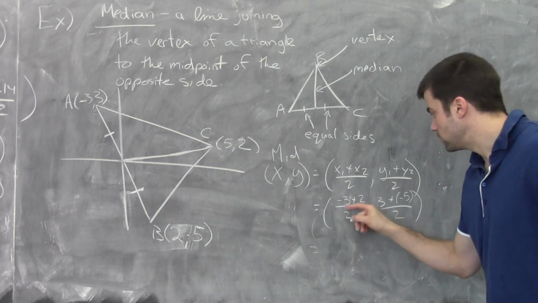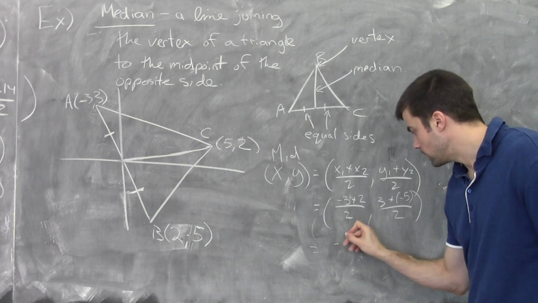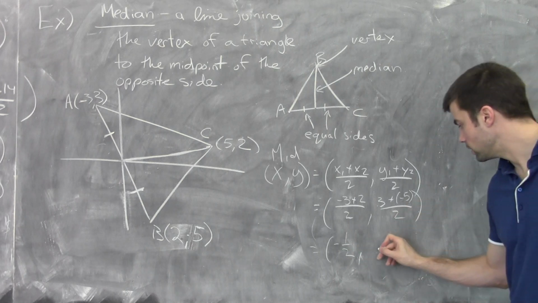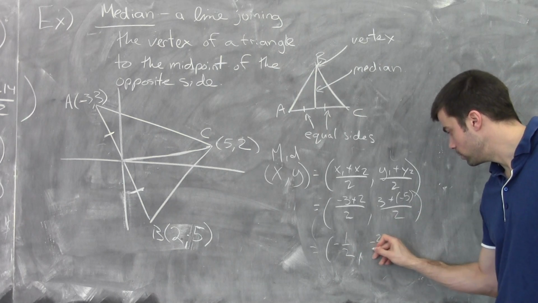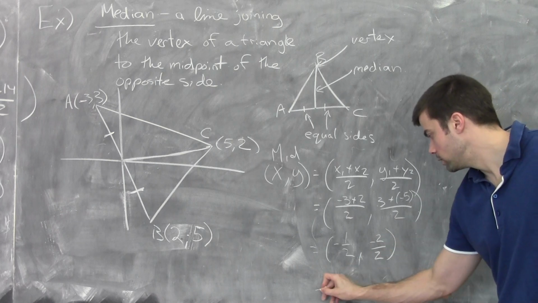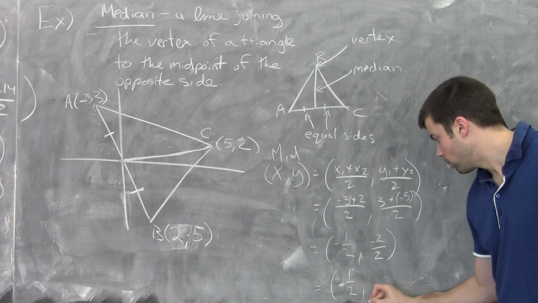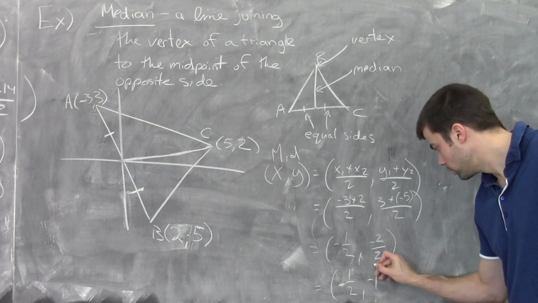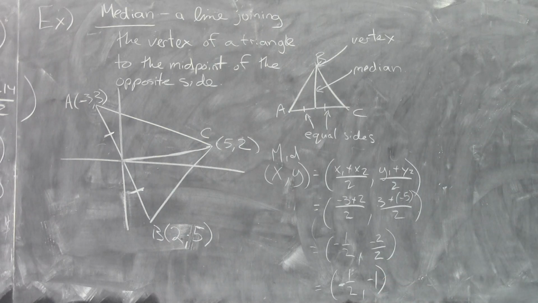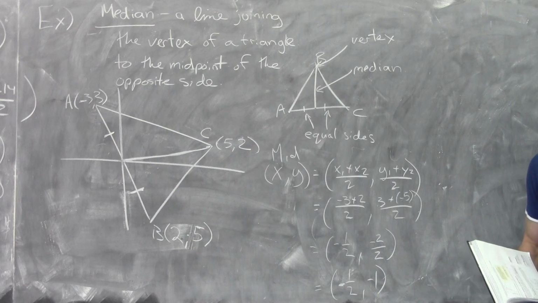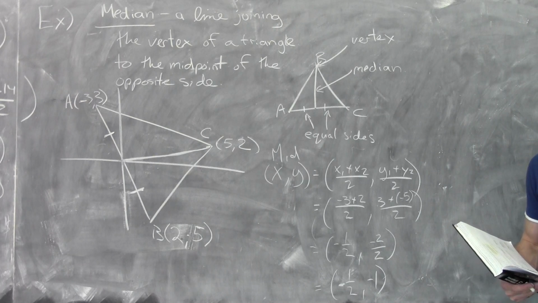So now I'm going to do this. Negative 3 plus 2 is negative 1 over 2. 3 plus negative 5 is negative 2 over positive 2. So we're left with negative 1/2 over negative 1. Okay, so that's our midpoint of AB, the side opposite vertex C.